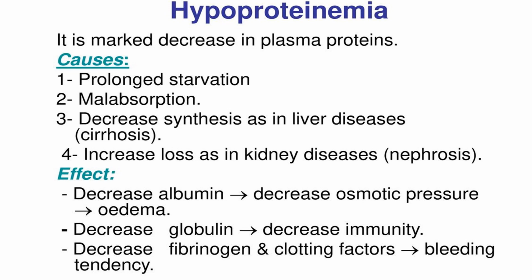for hypoproteinemia. And what happens when the protein concentration is decreased? The colloidal osmotic pressure will decrease. Water will diffuse from the intravascular compartment into the interstitial compartment, and the individual will develop generalized edema. If the globulin fraction is decreased, definitely the immunity is compromised. Similarly, the fibrinogen and clotting factors which are synthesized by the liver, their synthesis will also be affected, and the bleeding tendency will be increased in the affected individual.